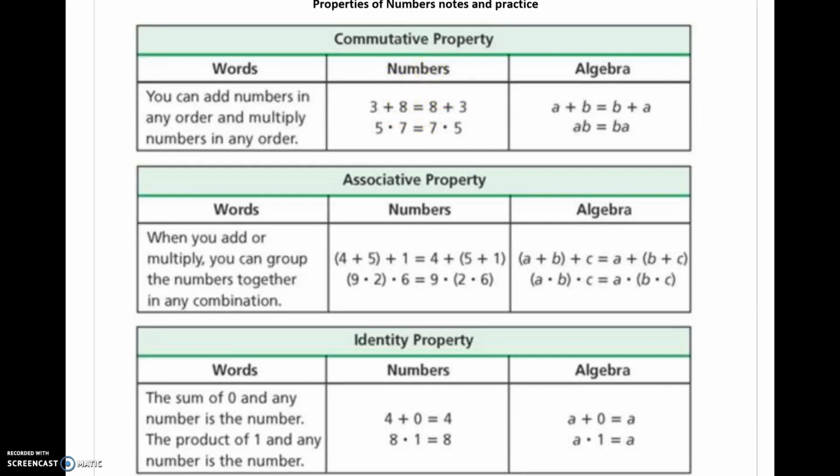With multiplication, 5 times 7 is the same thing as 7 times 5. And both of those equal 35. So in adding and multiplying, the 5 and 7 just switched. 35 equals 35.